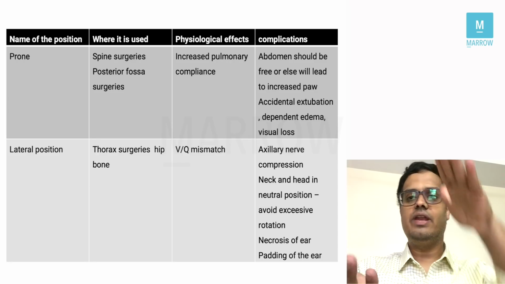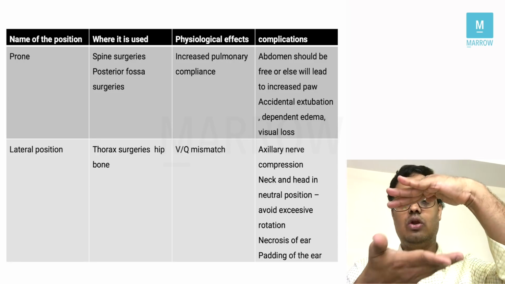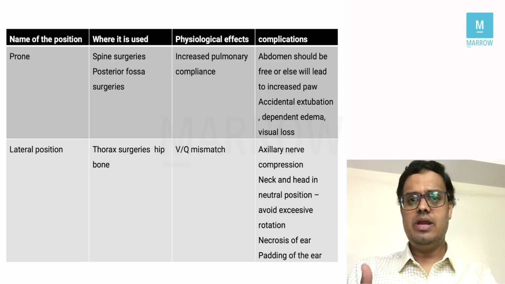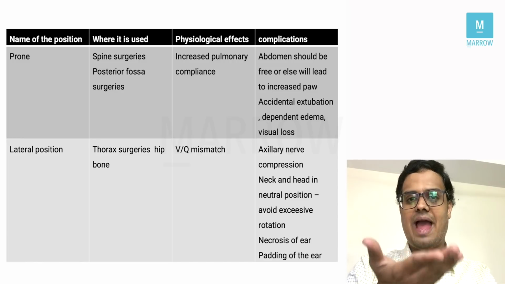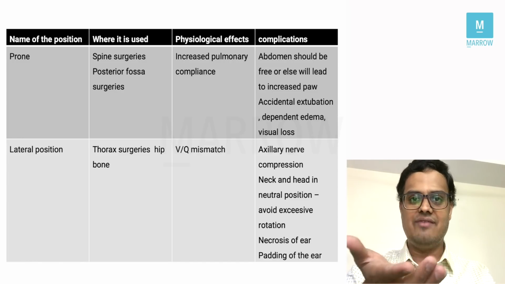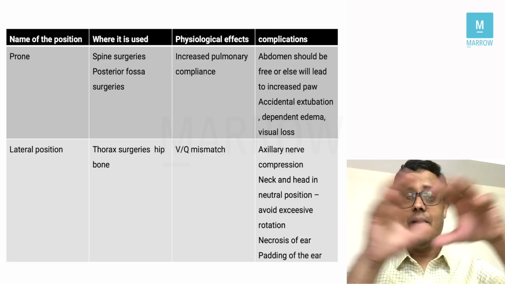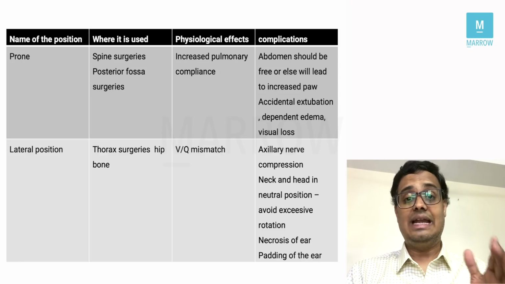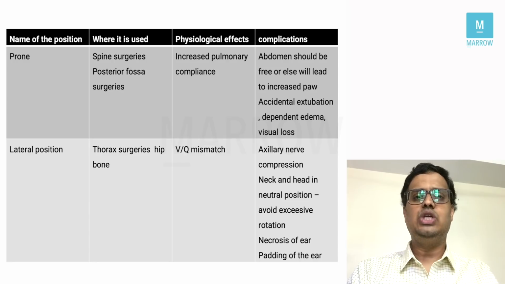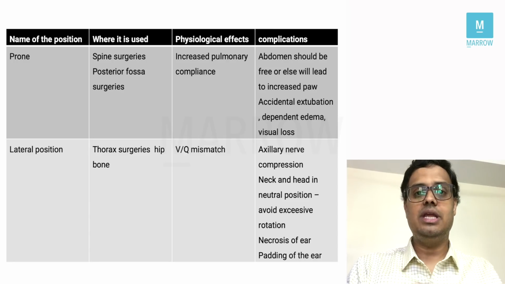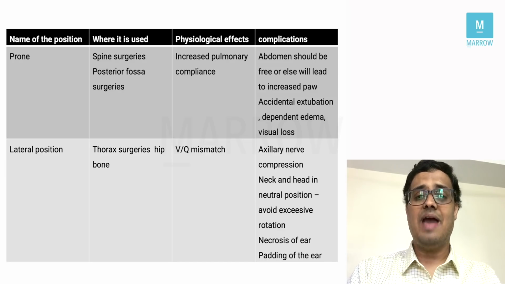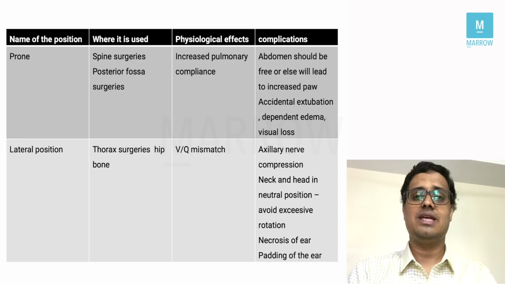Why? Because when a patient is in lateral position, this is the lower portion, the lower hemithorax, and the upper portion is the upper hemithorax. The lower hemithorax will have the maximum amount of pulmonary blood flow due to gravity. The upper portion will have the maximum amount of ventilation. So it's not like what you might be reading about V by Q ratios in a normal patient in your physiology. Under anesthesia in left lateral position, you should never keep a patient in spontaneous respiration. You should always use positive pressure ventilation, because the maximum amount of ventilation perfusion mismatch can occur.